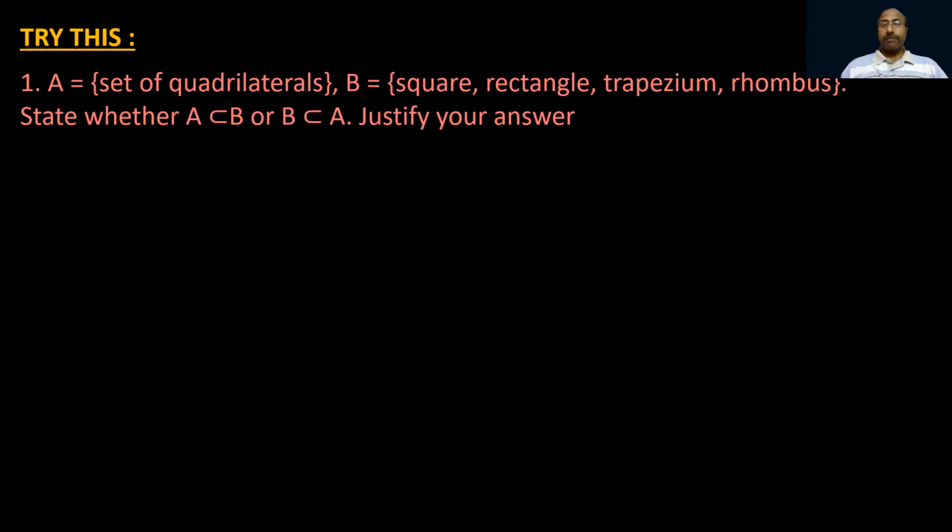B is the set of some specific quadrilaterals only. They are square, rectangle, trapezium, rhombus. That is, all these elements in B are quadrilaterals. But all quadrilaterals in A need not be a square, a rectangle, a trapezium, a rhombus. So here B is a subset of A. That is, all the elements present in B are present in A also. But all the elements present in A are not present in B. So here A is not a subset of B.